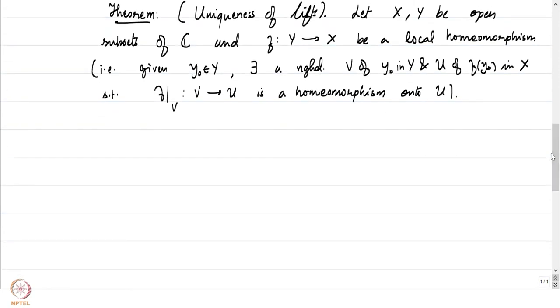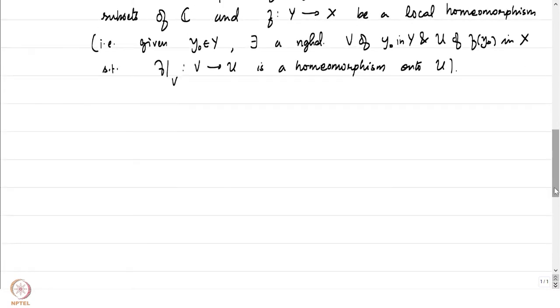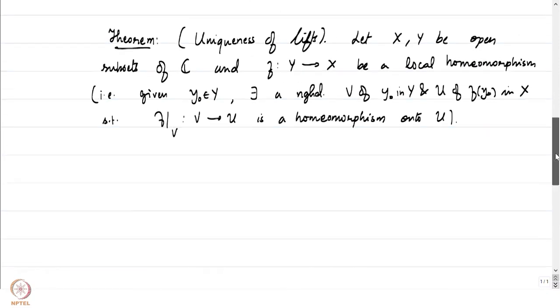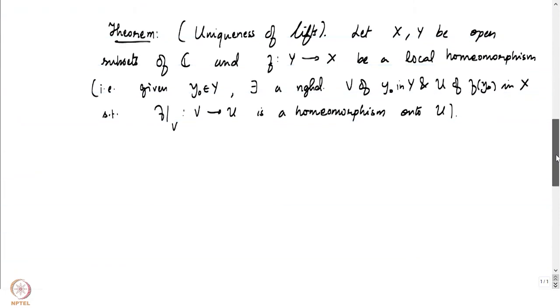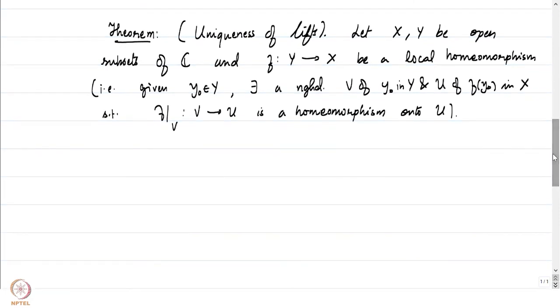Another example is the map z going to z to the power n in the punctured disk, for example. For any n greater than or equal to 1, for n equal to 1, it's a homeomorphism. For n greater than 1, it's a local homeomorphism, which is not a homeomorphism. It's not a homeomorphism because it's not going to be injective on the punctured unit disk. Yeah, so that's what the context is. We are going to consider only local homeomorphisms.